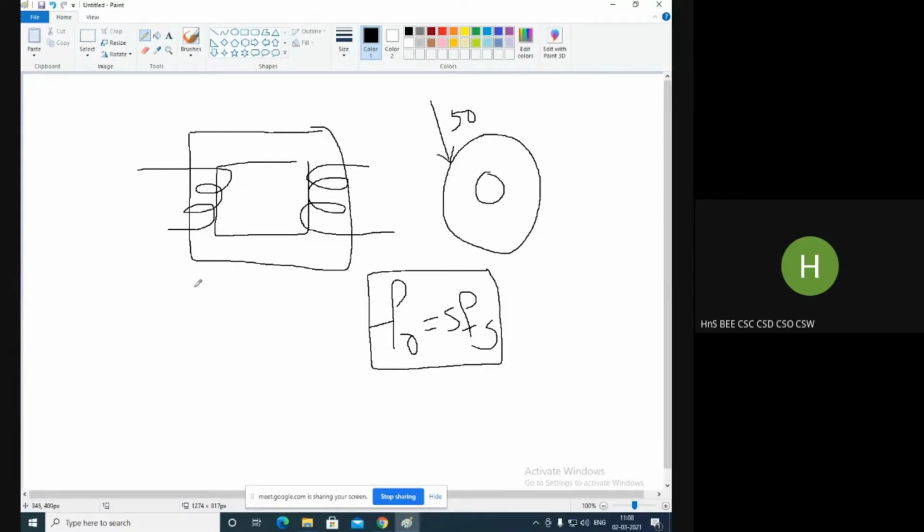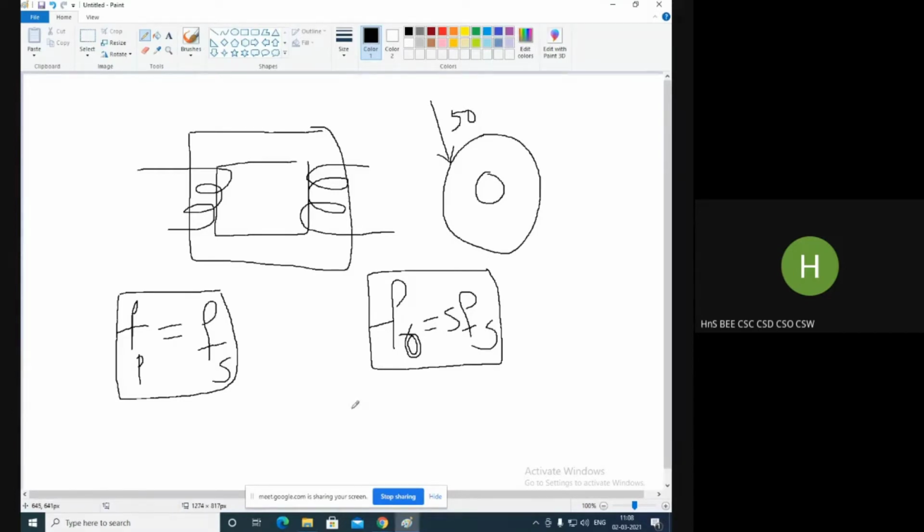But coming to the transformer, both frequencies should be the same in the primary winding as well as the secondary winding. Simply, I am writing primary winding frequency equals secondary winding frequency. This is nothing but the transformer frequency, and this is called the induction machine frequency. Rotor frequency is the product of slip into Fs.